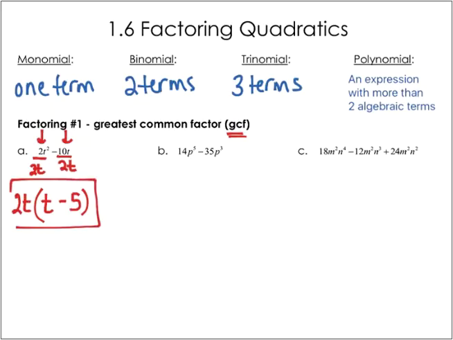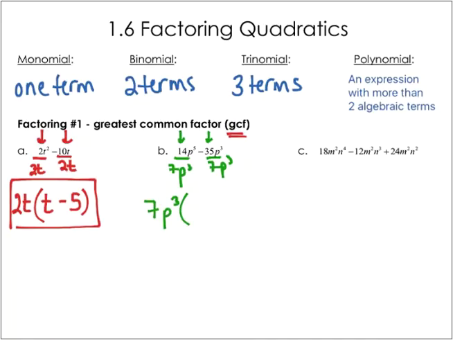Let's try another one. The next one, again, look at the two numbers, 14 and 35. See if you can figure out what you can divide both those by. We can divide both of those by 7, and then look to see the greatest number of p's that you could take from each of those. The first one has 5 p's, the second one has 3, so the most I can take from both of them is 3 p's. I'm going to put my GCF out front, and then the leftovers in the parentheses.